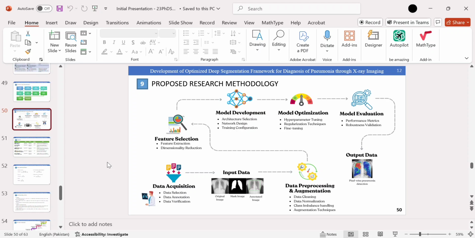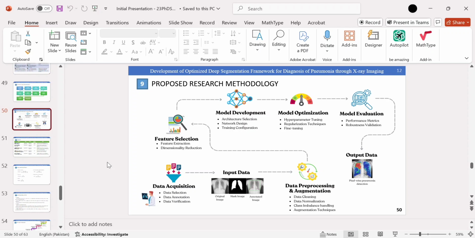After the data pre-processing and augmentation, there is a feature selection method, like different feature extractions and dimensional reductions, to find which features are crucial for the model development, and different methods are there. We can work on proposing different novel methods for that, like ablation studies, where removing specific features and observing the performance drop helps in identifying the critical features.